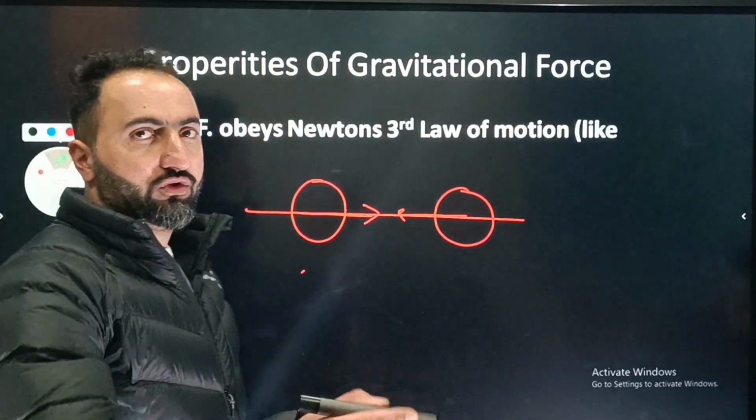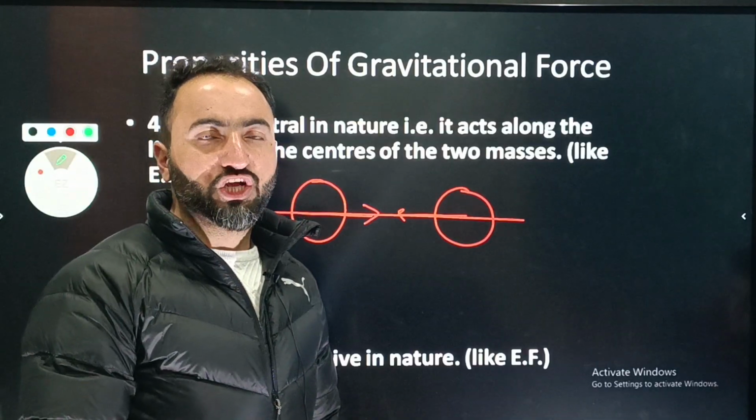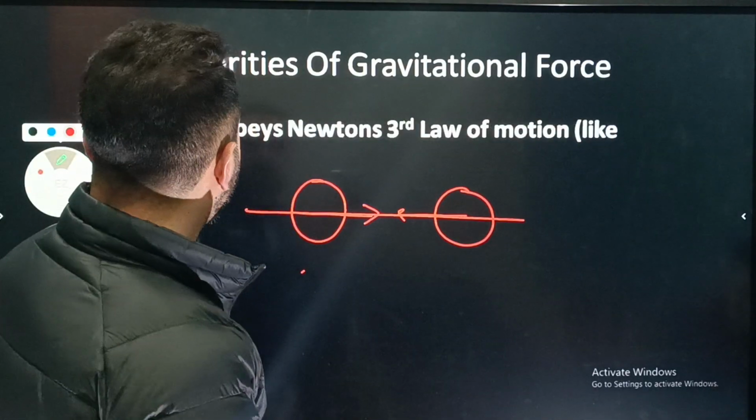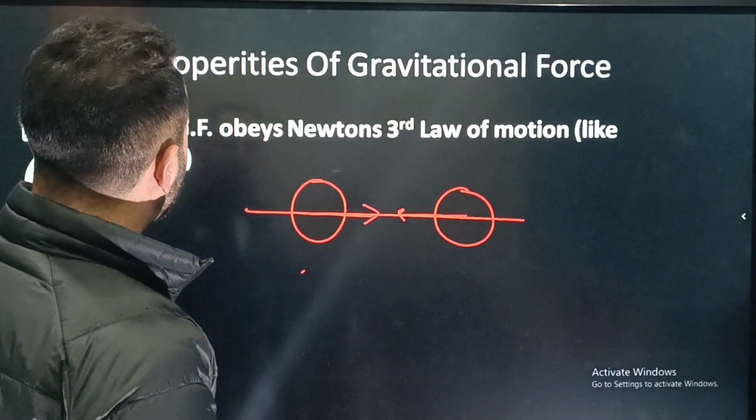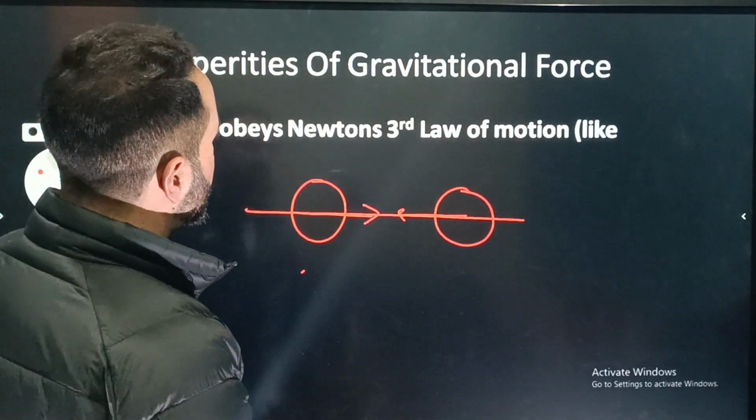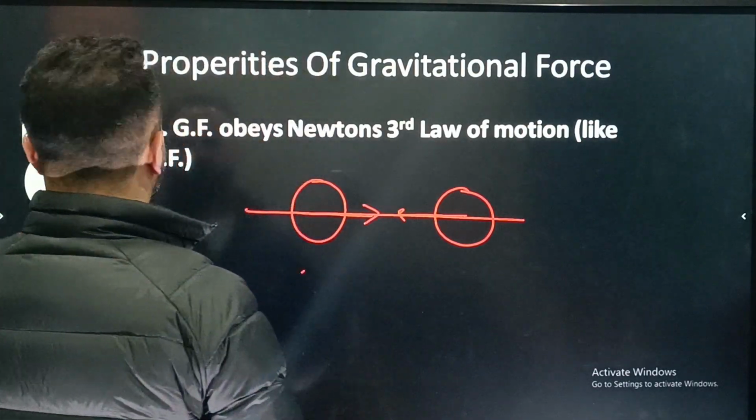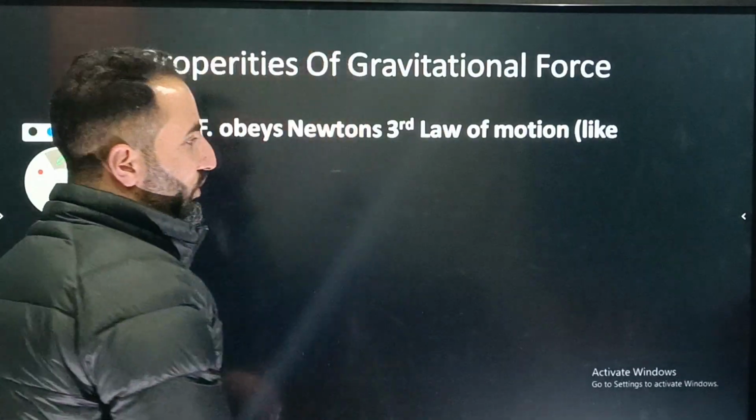Conservative, we'll be discussing it later when we talk about potential and potential energy. Next, property number 6: gravitational force obeys Newton's third law of motion. Newton's third law of motion implies that to every action there is an equal and opposite reaction.